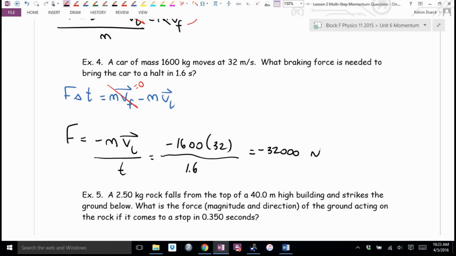And I would also say, did I really do anything new there? No, I said impulse equals impulse, and solved what they gave me.